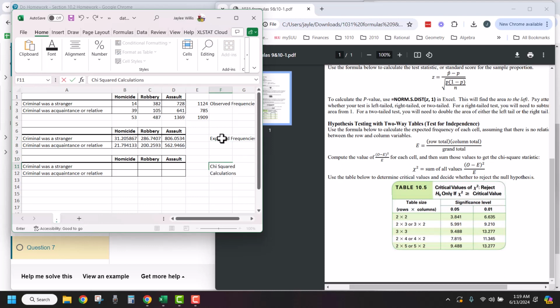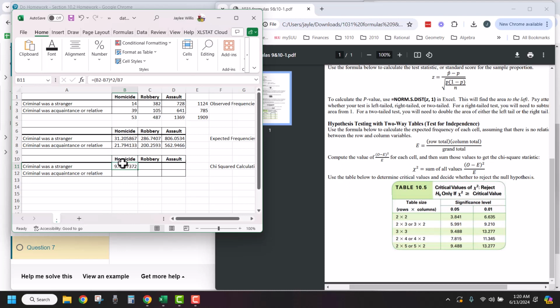Chi-squared calculations. Okay, so the way that you find the chi-squared thing is we need to find this calculation for each individual cell. So for this cell, I'm going to do the observed frequency. I need to put this in parentheses. So in parentheses, the observed one minus the expected one, and I'm going to square that by raising it to an exponent, and then divide by the expected frequency. And that gives me this value for just this cell. And then I need to do that for all of the other cells.